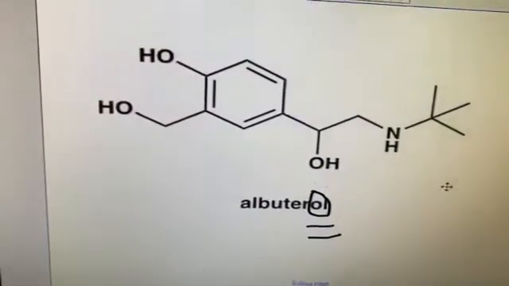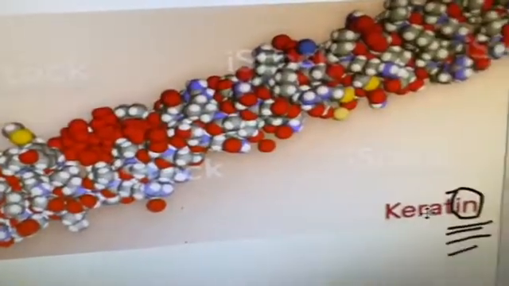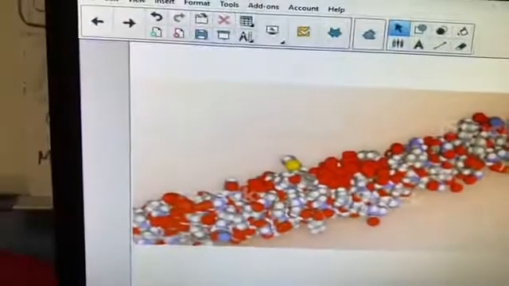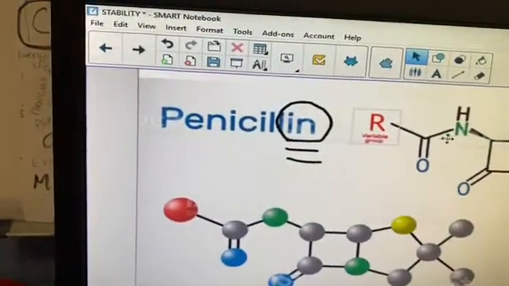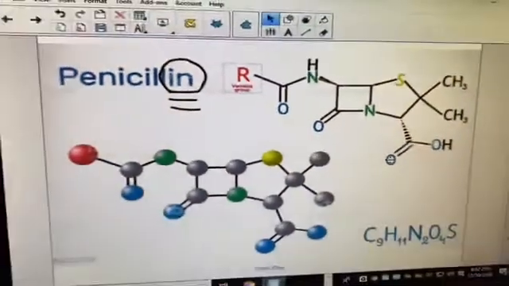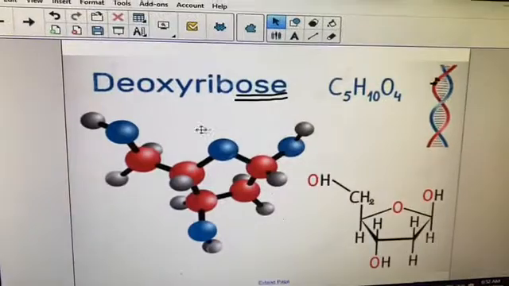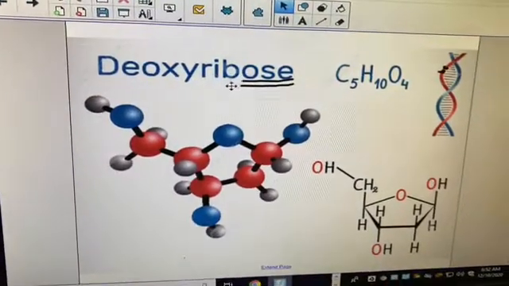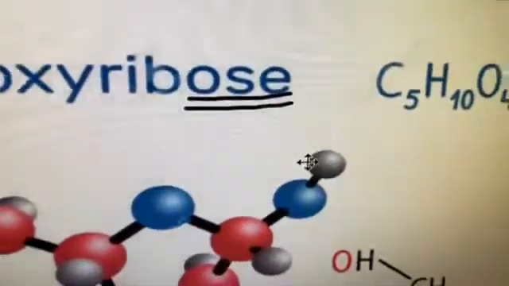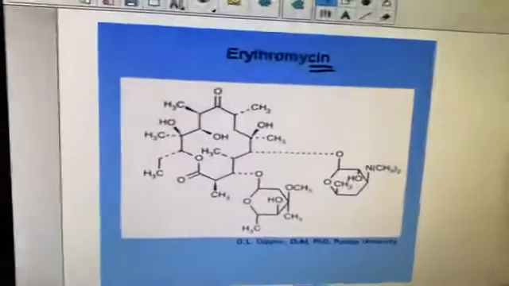Oh, here's the old albuterol. Albuterol is a steroid hormone. Keratin, found in hair, right? Ends in in. It's a protein. So you're starting to see the pattern here. Penicillin, antibiotic, is a protein. What else we got? Deoxyribose, which is the backbone of your DNA molecule. It's the D in DNA. It's actually a sugar. Ose. That's an ose. So you can see there's lots of different ones, right?